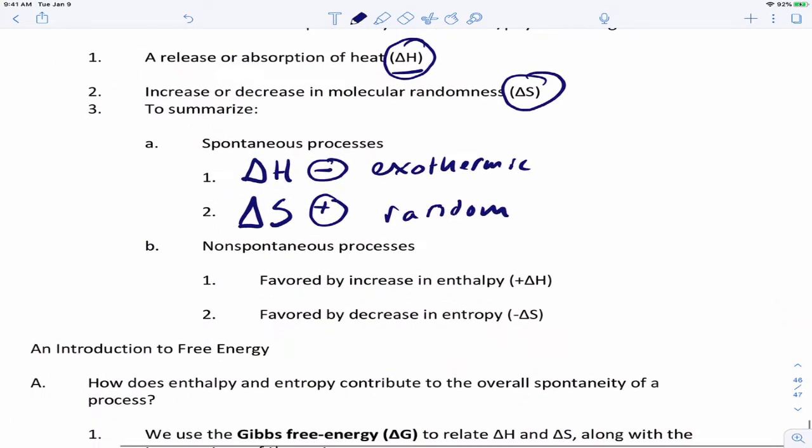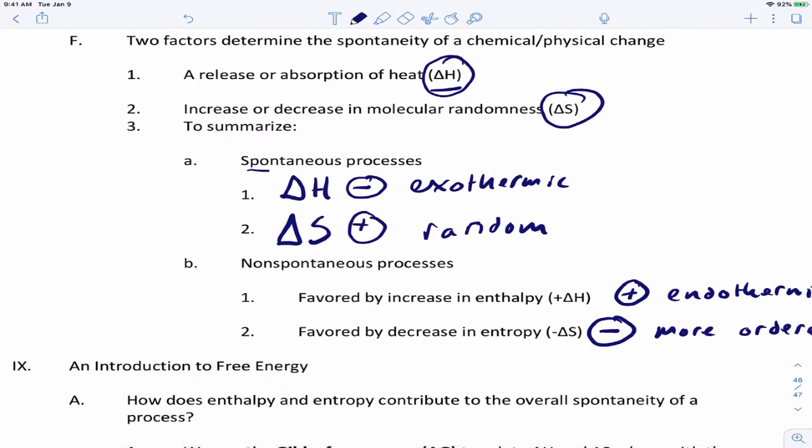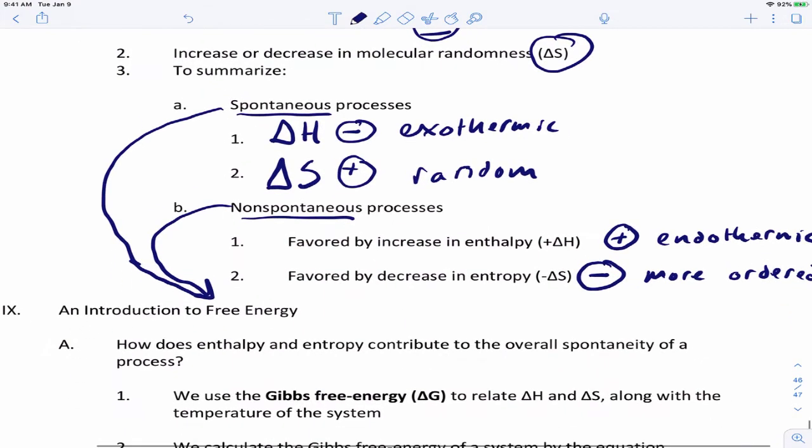All right. And if we have a non-spontaneous process, that means that the enthalpy has to be positive. So it's endothermic. And if it's non-spontaneous, there has to be a decrease in the entropy. So that has to be a negative value. So that's being more ordered. All right. So this spontaneous and non-spontaneous thing actually refers to another thermodynamic quantity called free energy.